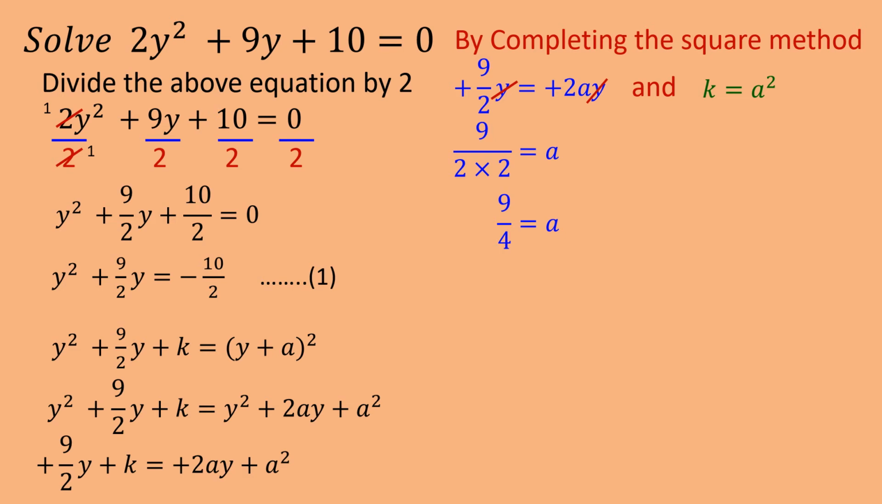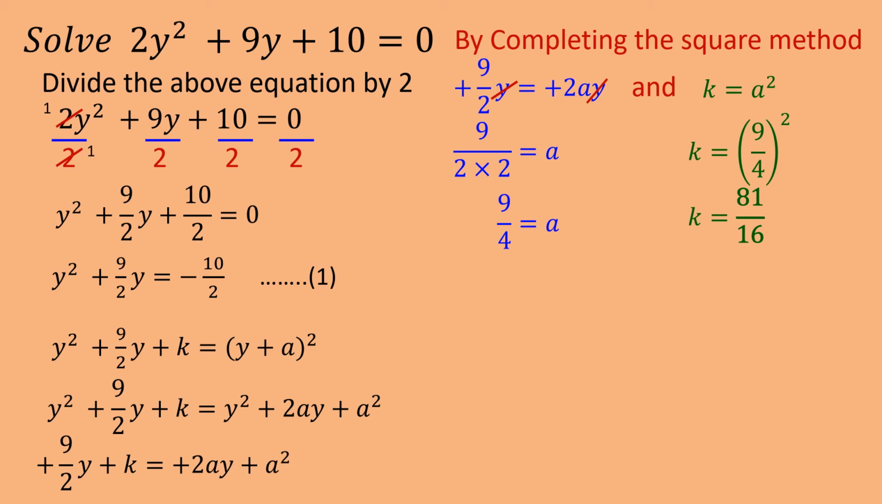And also you have got k equals a square. So can we get the value of k? Yes. See here, substitution, a is replaced by its value 9 upon 4. When we are squaring it, I will get the k value as 81 upon 16.